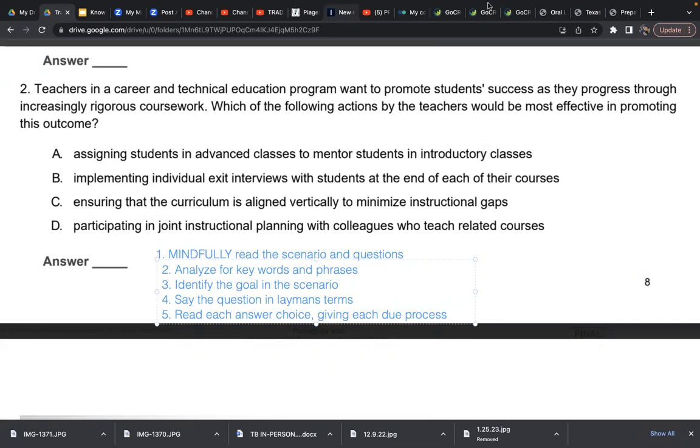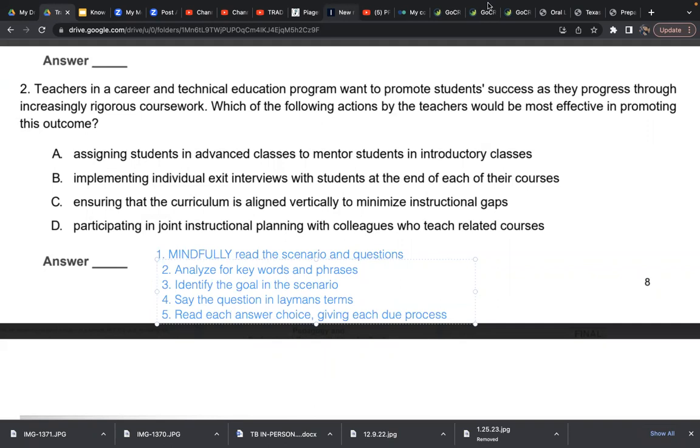So mindfully read the scenario and the questions. Analyze for keywords and phrases that pop out. Is it a special population? What grade level? What time? Did they give me a time marker? Is it the first time we're using a strategy? Is it at the beginning of the year? Is it the beginning of class? When is it happening? Read it mindfully, analyzing for those keywords and phrases.